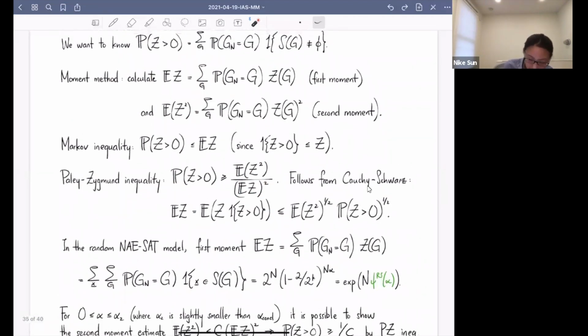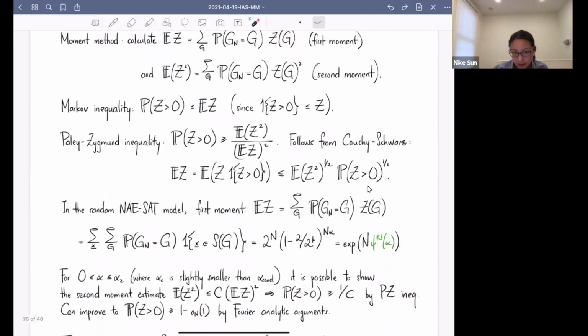So in the random not-all-equal SAT model, the expected number of solutions is very easy to calculate. It's given exactly by the replica symmetric formula. This is partly due to the simplicity of the model, and is not the case for all models, but in this model the expected number of solutions is exactly equal to the replica symmetric free energy.